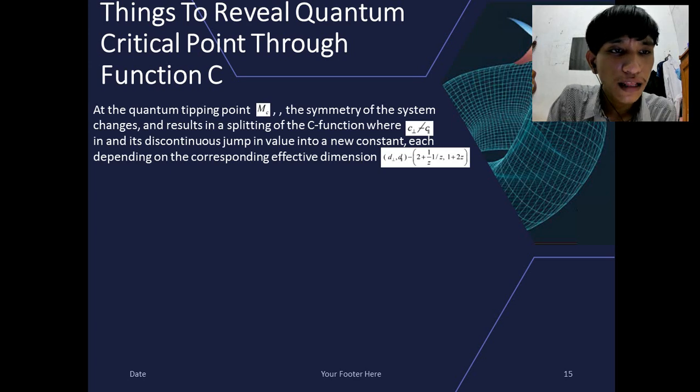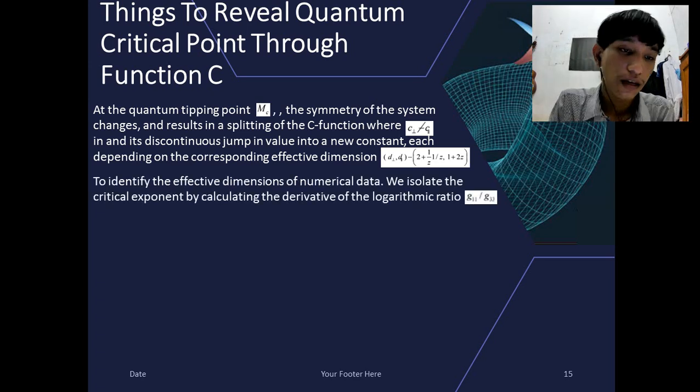After that, at the quantum tipping point M, the symmetry of the system changes, which results in the splitting of the C functions, and it continuously jumps its value into a new constant, depending on the corresponding effective dimensions. You see that for the minus. The identity of the effective dimensions is shown in the numerical data.